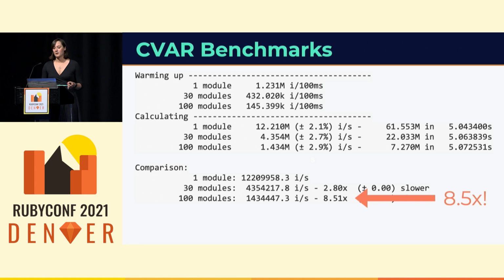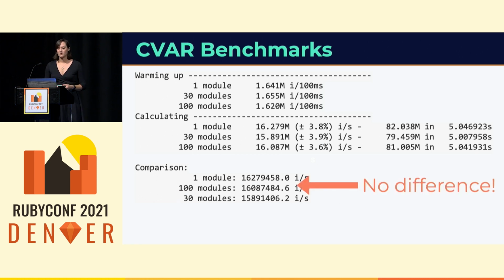When running the same benchmark on our branch that added the cache, we saw that we completely eliminated the progressive growth that occurs as more classes are added to the inheritance chain. Now including one module with a class variable has the same performance characteristics as 100 modules with a class variable.